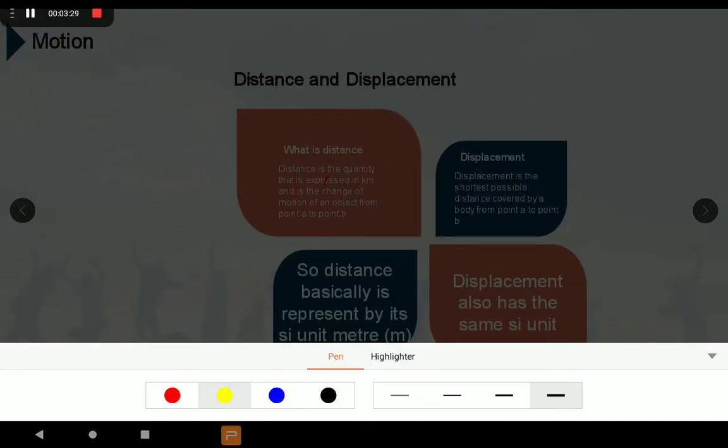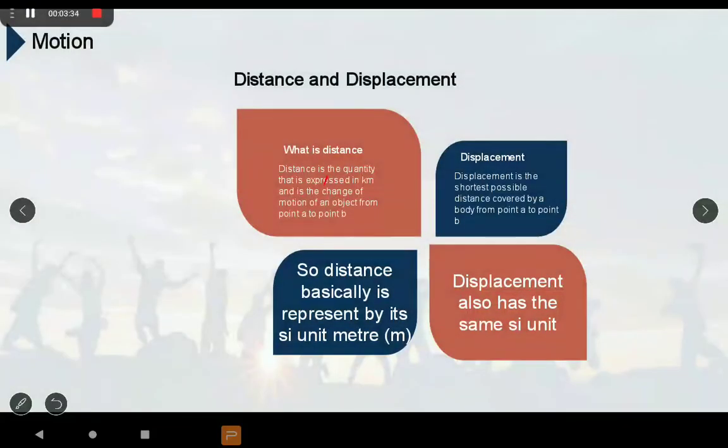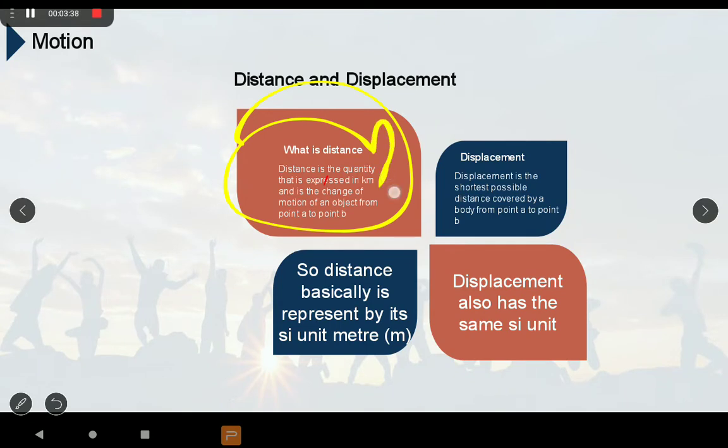I'm going to show it in a colorful way because generally when you use different colors, students remember it easily. So our first question is, what is distance? I also hate this topic of displacement, but I love it when I learn from my teacher.